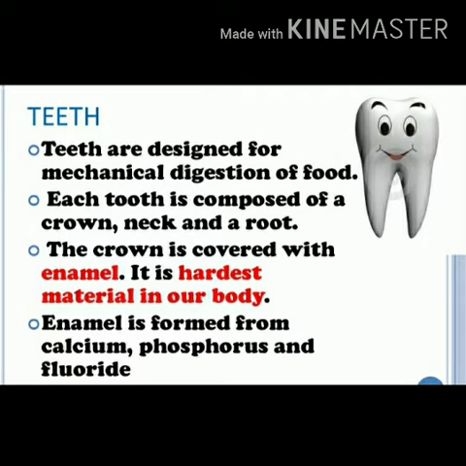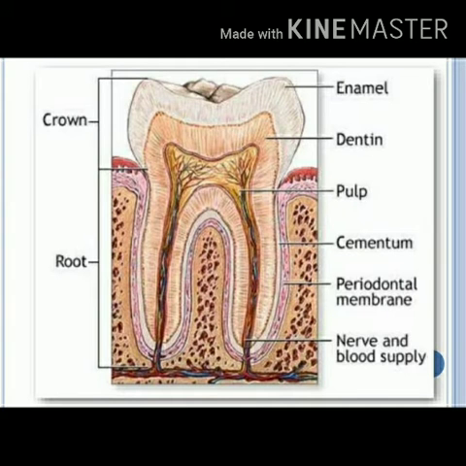Next is teeth. Teeth are designed for the mechanical digestion of food, for example grinding and chewing of food. Each tooth is composed of a crown, neck and root. When you see the internal diagram, the upper white part seen above the gums is the crown part, and the downward part is the neck, then the root. In the internal structure, three layers are present: enamel, dentine and pulp.